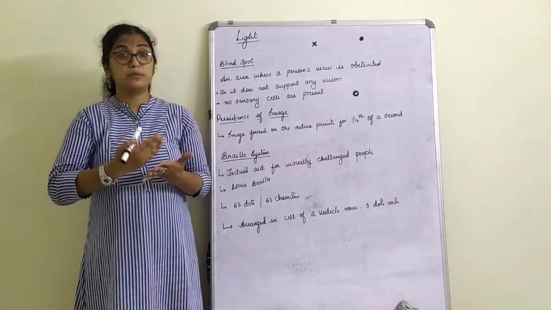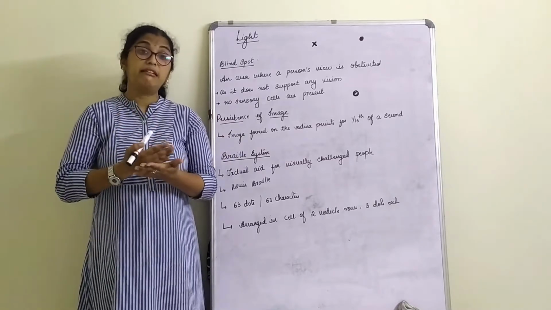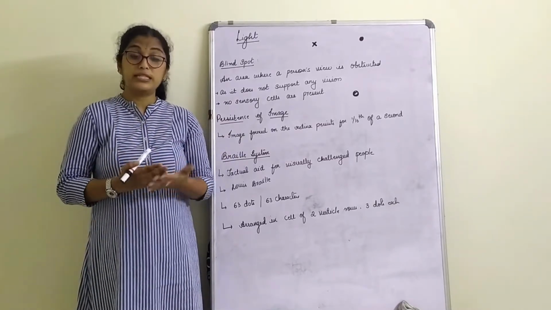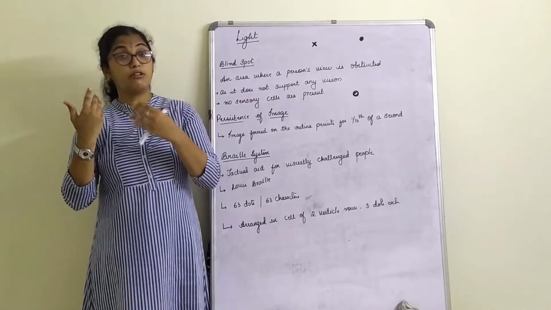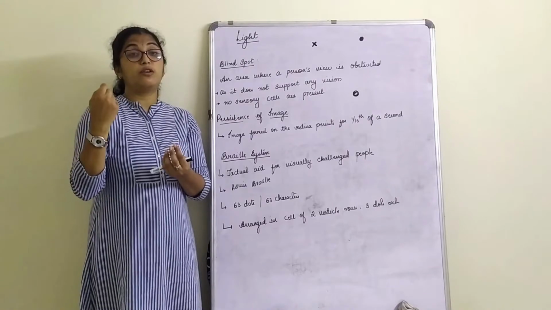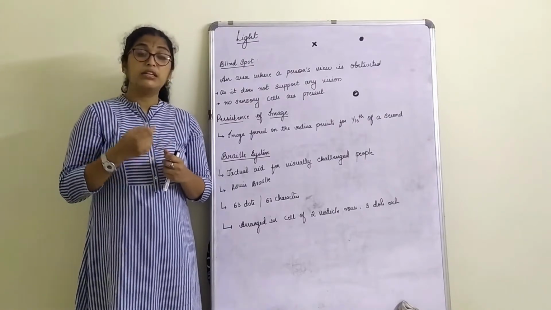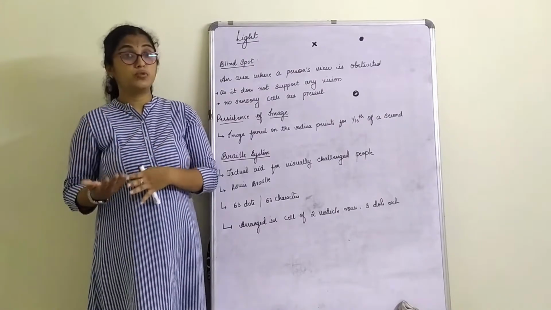In case you have specs, regularly check them at least once every 6 months. Take good care of your eyes. See that no foreign objects get in. If any foreign object or dust or particles get in, wash them with water or go to a doctor.